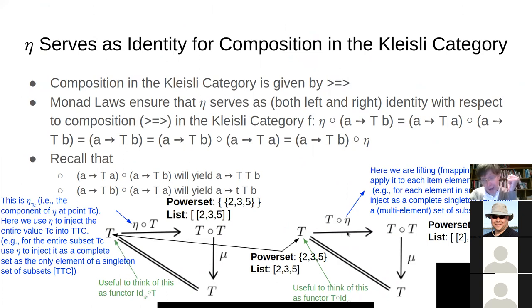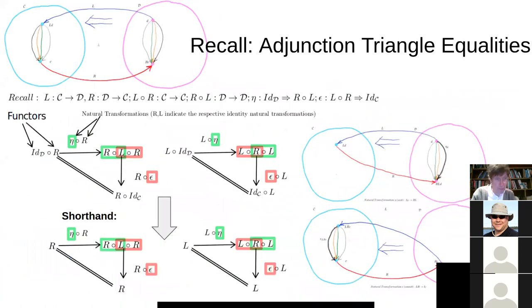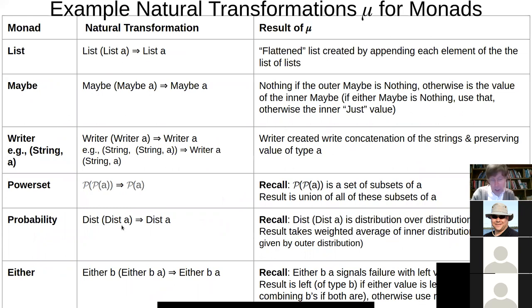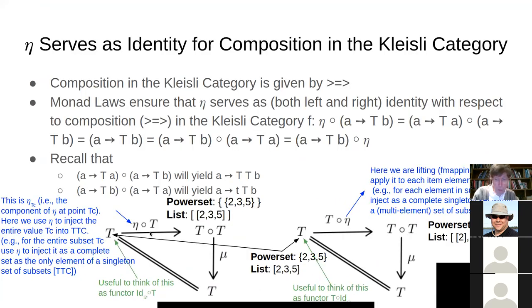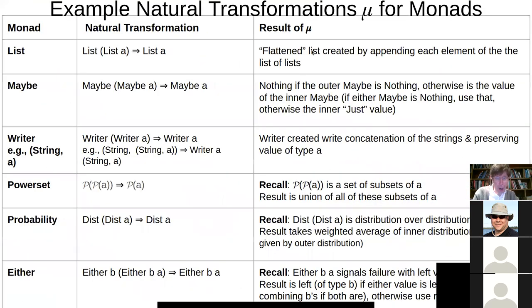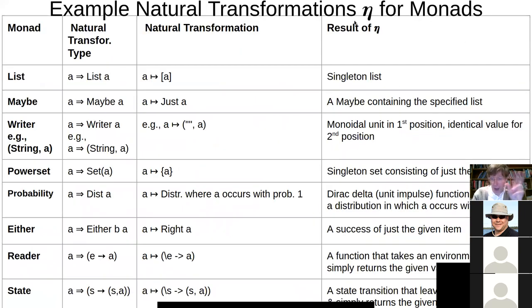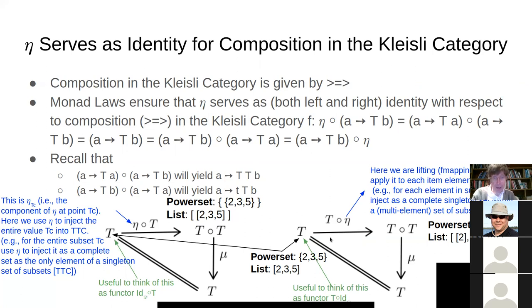Regardless of whether we lift eta to apply element-wise to each element of the monad, each of the elements of the set, each of the elements of the list, the thing in the Just for Maybe, the string for the Writer monad, each element of the probability distribution, or whether we instead apply eta to the whole thing at once and inject that into a T of T, a list of lists, we have to get the same thing when we apply mu. So mu and eta here have to have this relationship that if you use one in the context of the other, they retain these identities, okay?